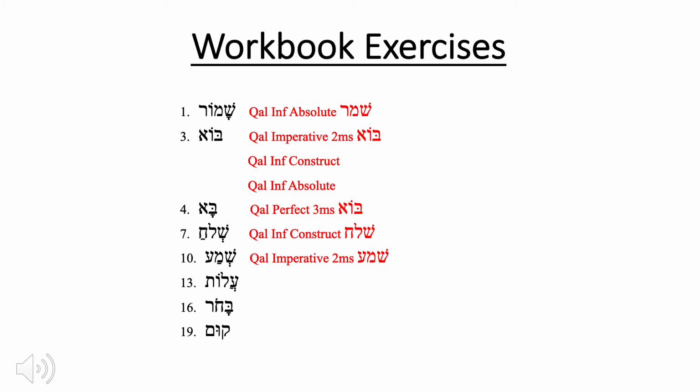What about number 13? How do we parse that one? And again, I'll give you a clue. Notice the ot at the end. The ot is a giveaway that this is a Qal infinitive construct of a third hey verb. In this case, alah, to go up. Qal infinitive construct. What about number 16?